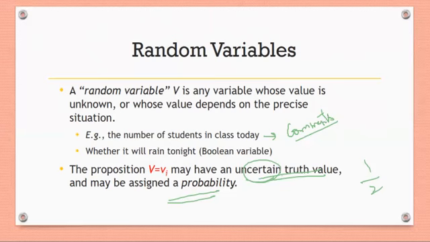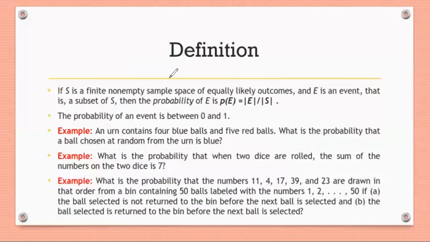Now the next thing is, let's see the definitions. If S is a finite non-empty sample space of equally likely outcomes and E is an event that is a subset of S. So S is your sample space, that is all possible outcomes, while E is your event. And what is an event? It will be one of the outcomes from all possible outcomes.